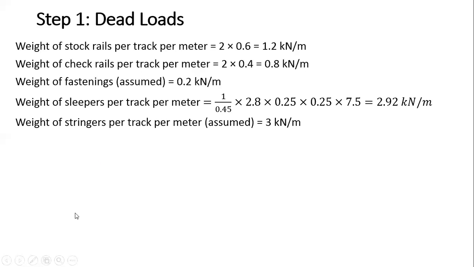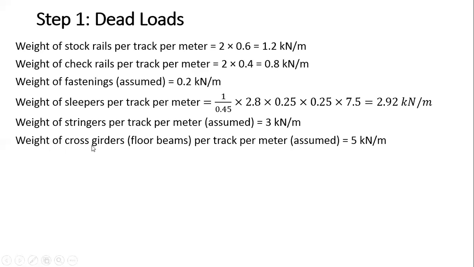Weight of stringers per meter. Stringers are those beams on which sleepers are resting. So stringers per track, again it is assumed as 3 kN per meter. Weight of cross girders, that is your floor beams, again per track per meter, it is assumed here as 5 kN per meter. Now you have to consider the self weight of both the truss girders.